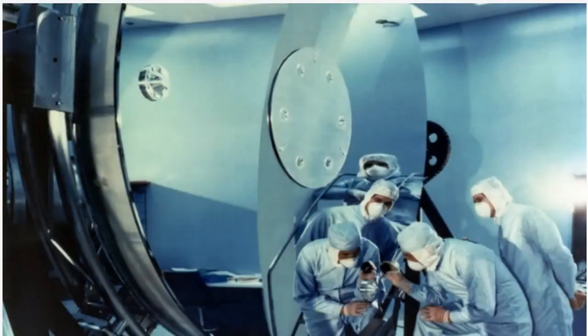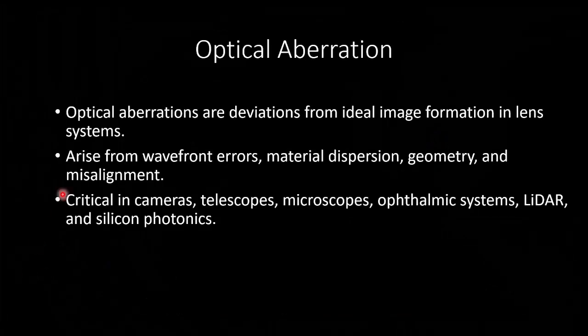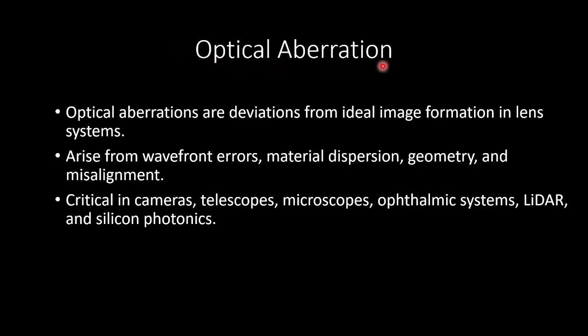So today we are going to understand what optical aberrations are, why they happen, how they affect image quality, and how we engineers correct them in cameras, telescopes, microscopes, and even in the human eye. So let's begin. What is an optical aberration?